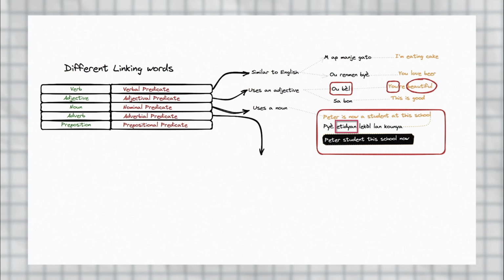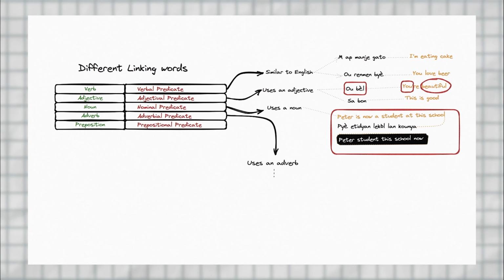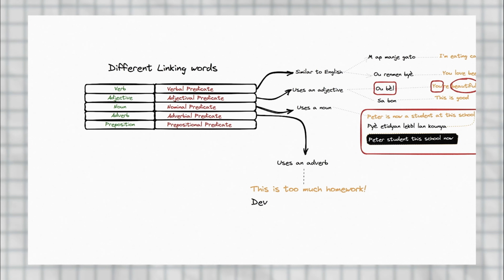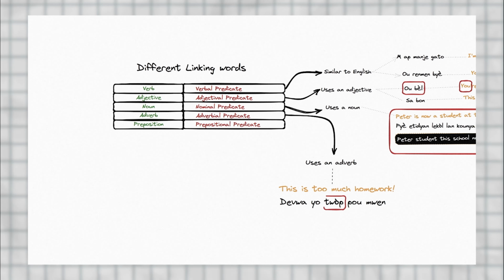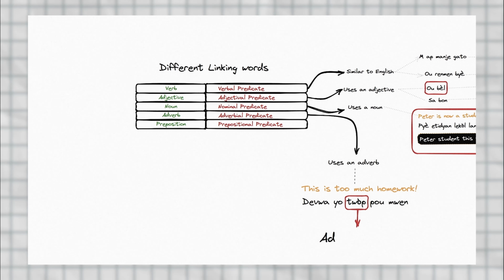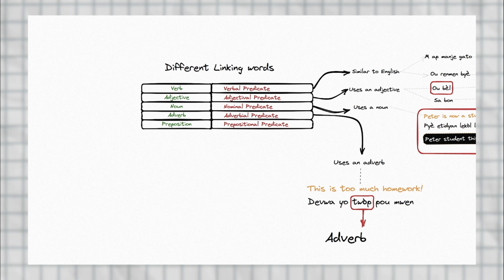An adverbial predicate uses an adverb as its linking word. If I want to say this is too much homework, I could say devoir trop pour moi, which can be translated as homework too much for me. So here, the adverb trop is the linking word, which makes the predicate an adverbial predicate.